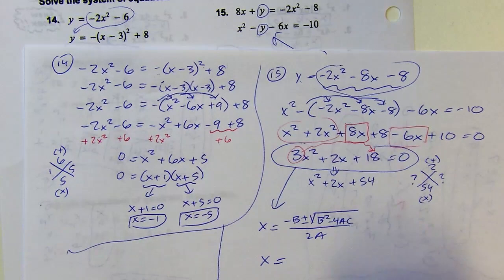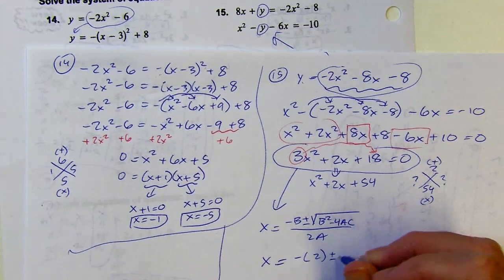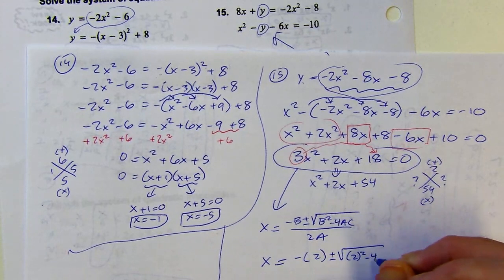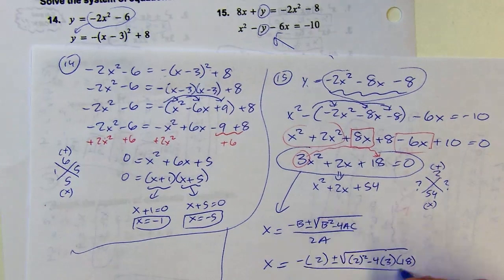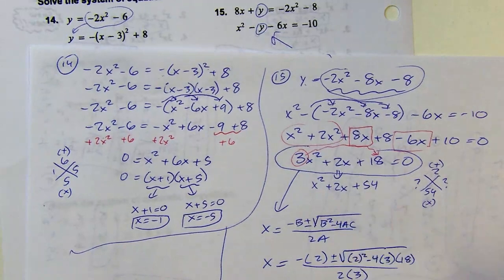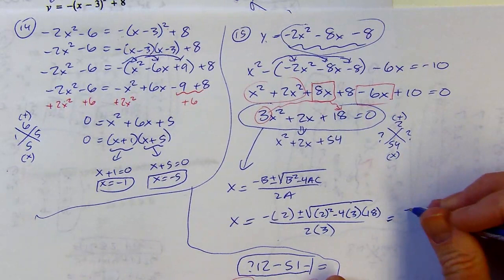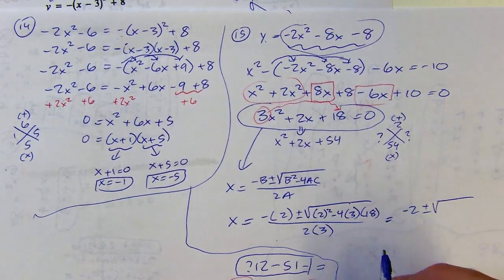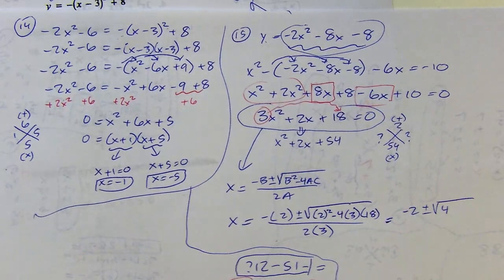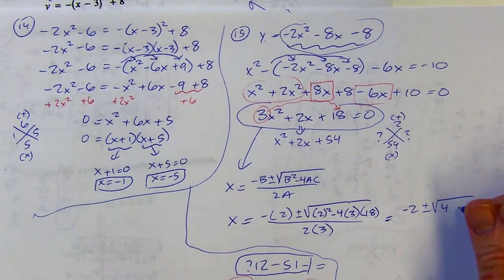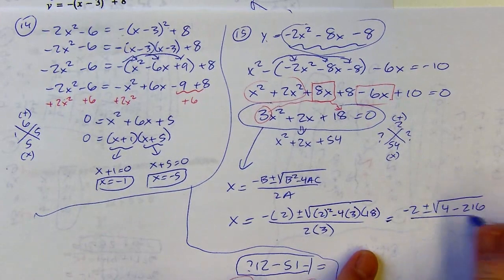Okay, so let's see. My b is going to be 2. My a is 3. And my c is 18. This is all over 2 times a. A is 3. Okay, so I got that. I'm running out of space here on my scratch paper, so I'm going to start working this way. Okay, I've got 4 times 3 times 18, which is 216. So I'm going to be subtracting 216. I see, that's why I couldn't factor it, because I'm going to get an imaginary solution here.